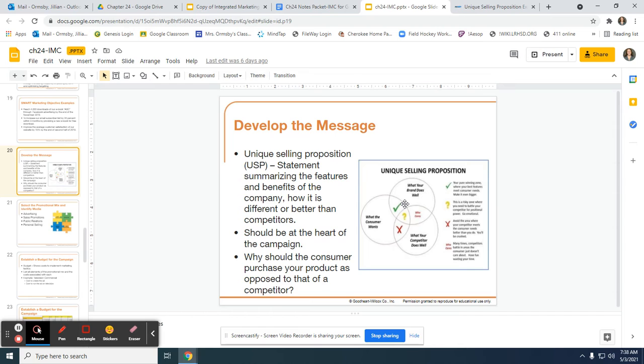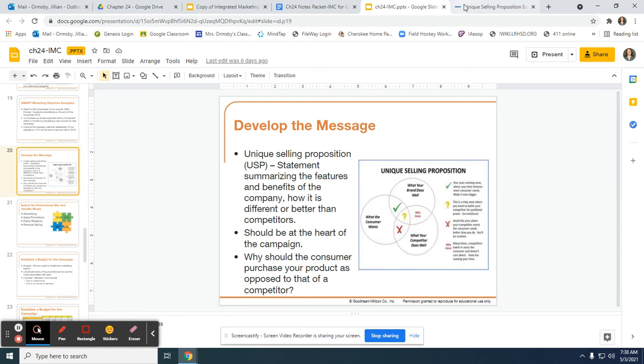One exercise that you can do in order to help you develop this message is you could figure out what your brand does well, figure out what the consumer wants, and figure out what your competitor does well. You're going to focus on what your brand does well and what the consumer wants, while also ignoring or highlighting the fact that your competitor does not do those things as well as you.